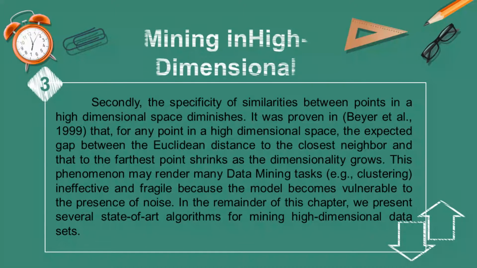Secondly, the specificity of similarities between points in high-dimensional space diminishes. It was proven in Beyer et al. 1999 that for any point in high-dimensional space, the expected gap between the Euclidean distance to the closest neighbor and that to the farthest point shrinks as the dimensionality grows. This phenomenon may render many data mining tasks, for example clustering, ineffective and fragile because the model becomes vulnerable to the presence of noise.